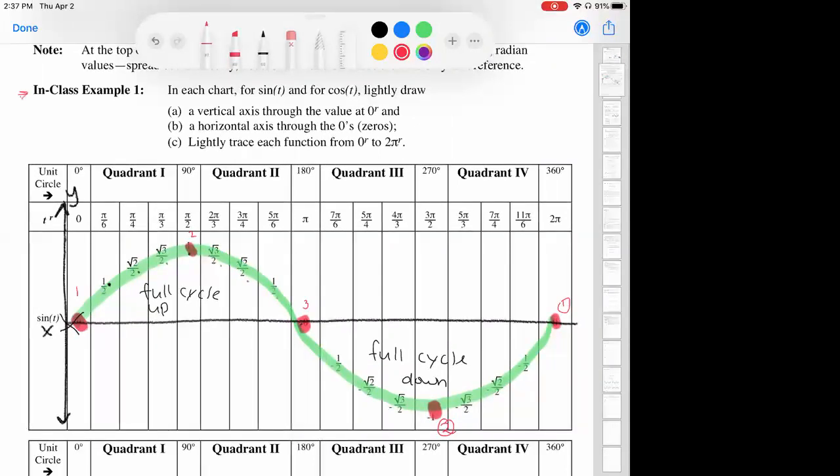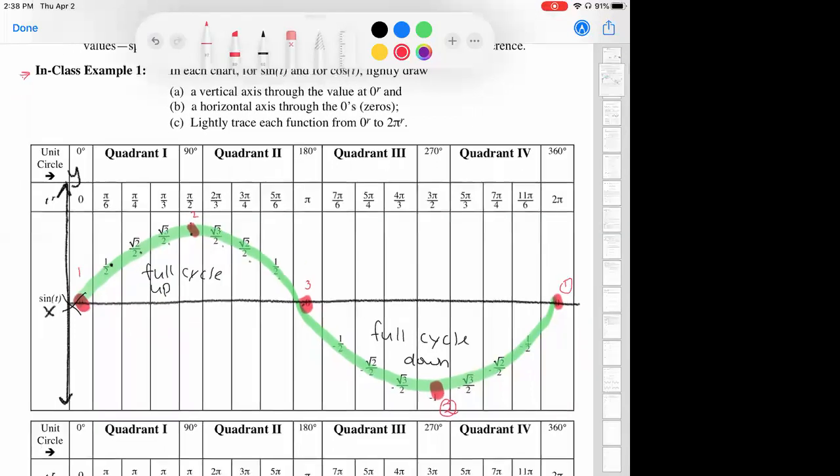So let's read this in class example. In each chart for sine of x and cosine of t, lightly draw a vertical axis through the value r, a horizontal axis through the zeros, and lightly trace each function from 0 radians to 2 pi. And that's what we did, right? And it's just to get us ready.